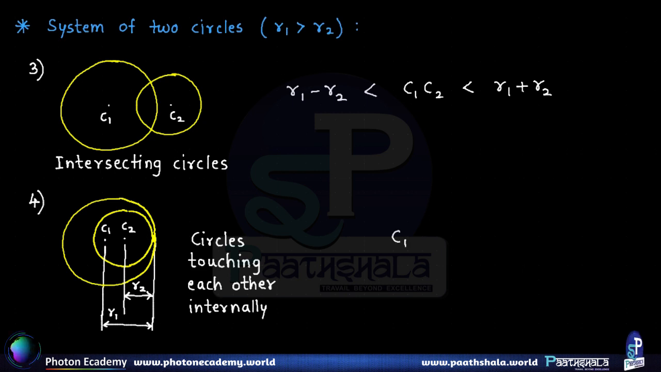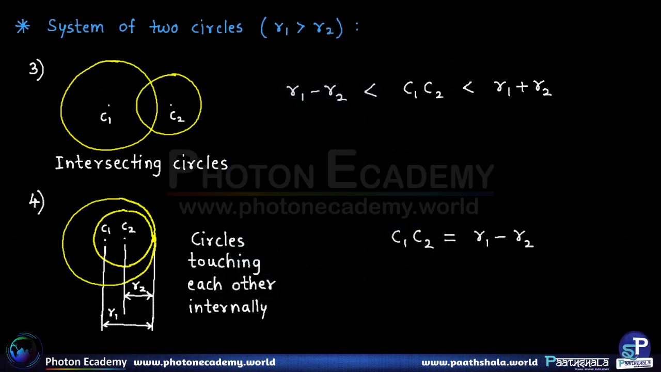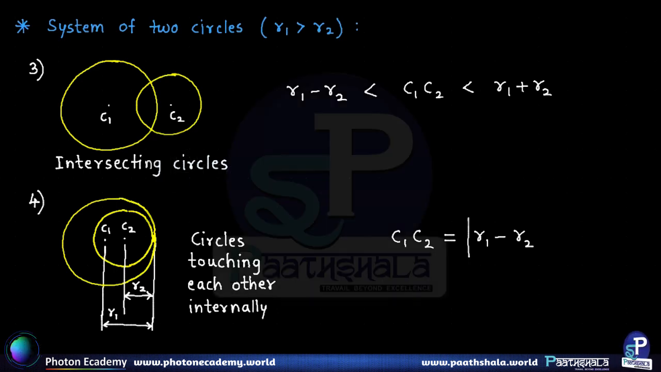So therefore if the circles are touching each other internally, the distance between their centers is equal to the difference of the radii, and that has to be the positive difference. So therefore we write it as r1 minus r2. If you don't know out of r1 and r2 which one is greater, then we will have to write that as the absolute value of r1 minus r2.